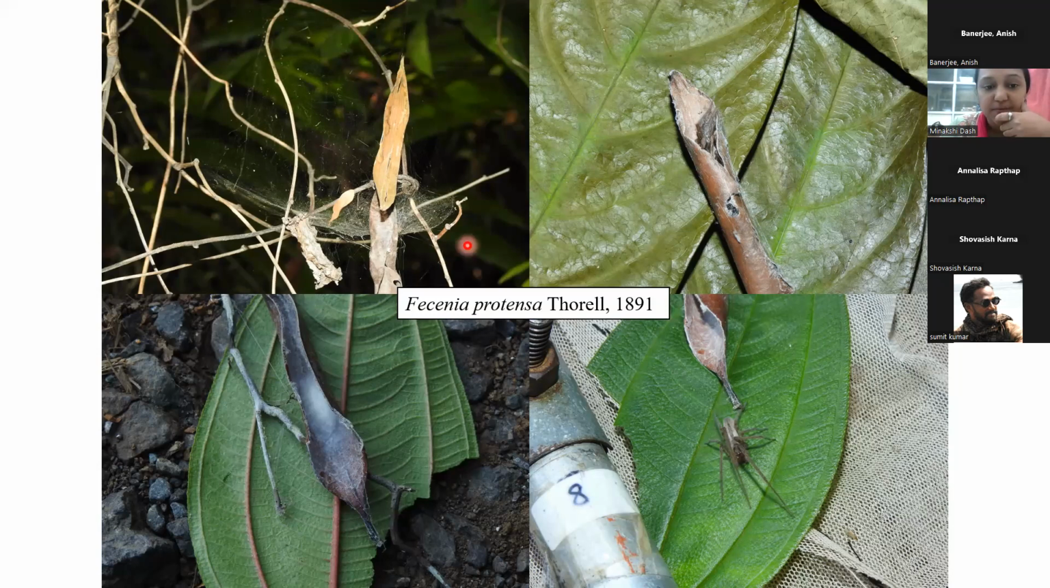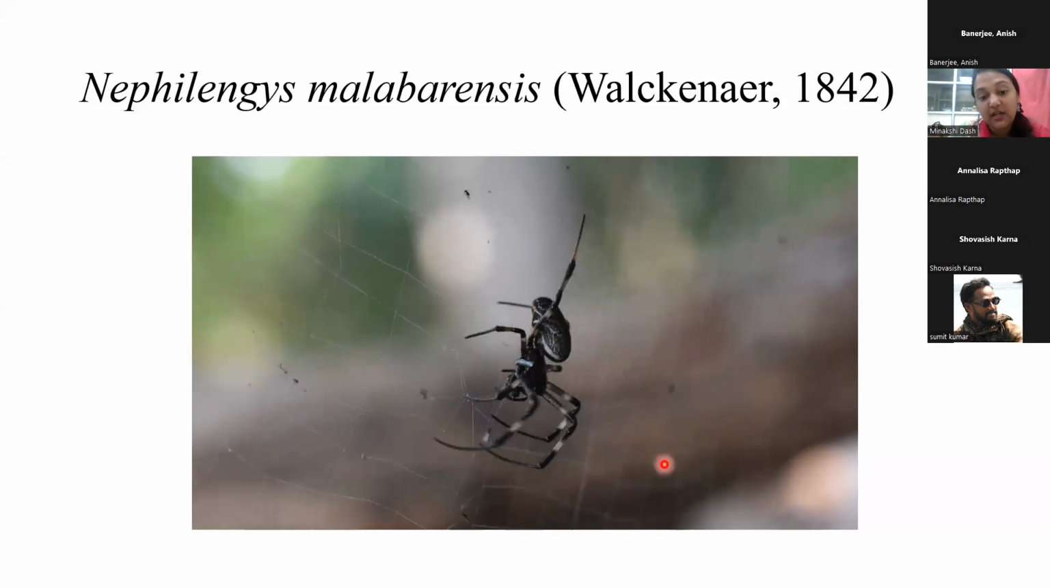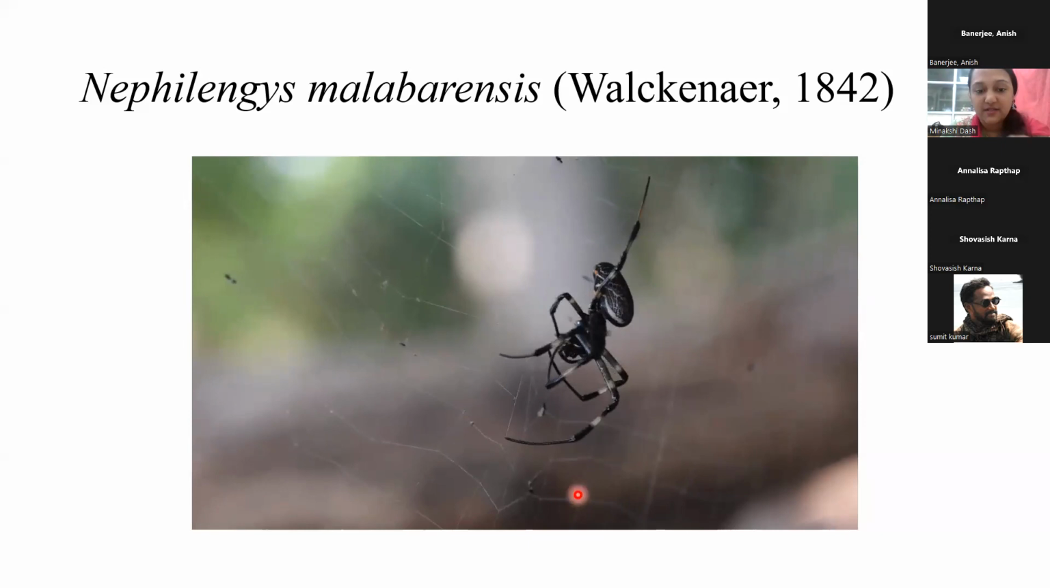And this is another spider. Here you can see the spider is showing its legs. If you see it in the field, you can only see the legs. This is a spider out of the leaf curl. This is Psechrus? The species is Fescenia protensa. Now you can see the difference between the cribellate and ecribellate: how it was using more of the abdomen, the cribellum side, and how it's using its legs. And same, this is Gasteracantha.